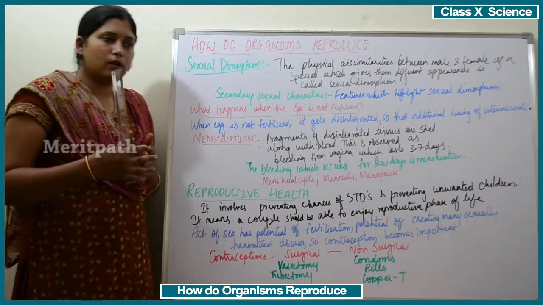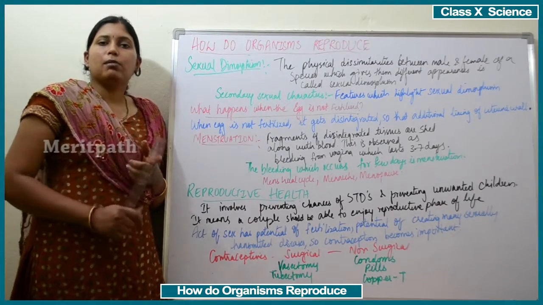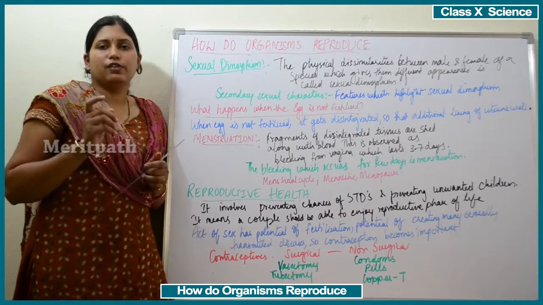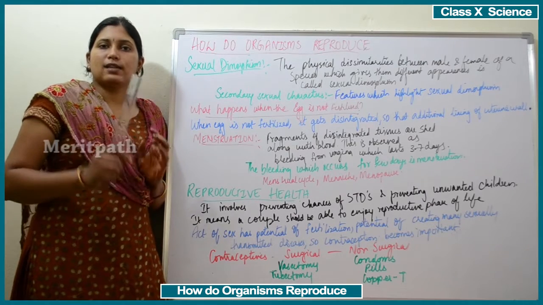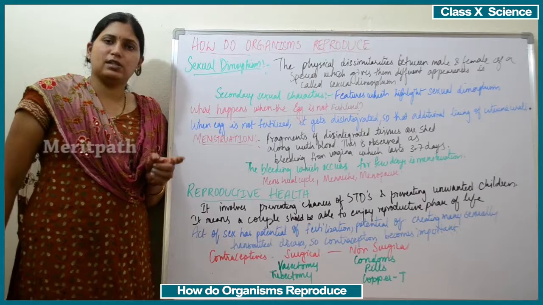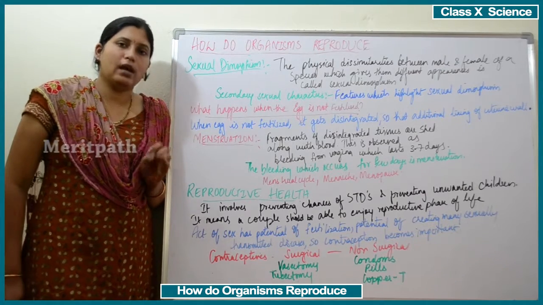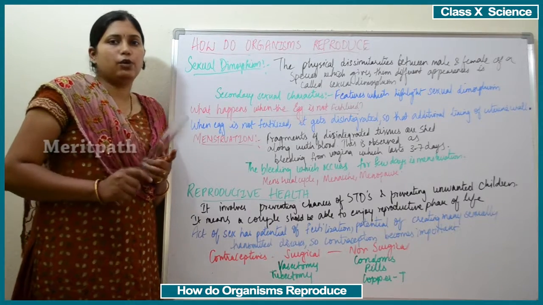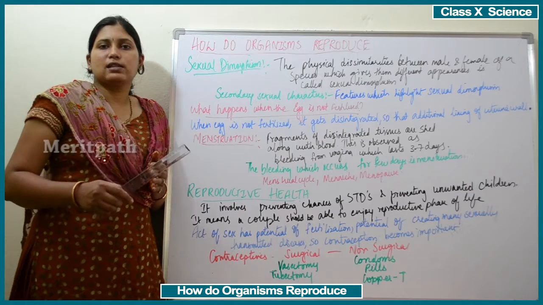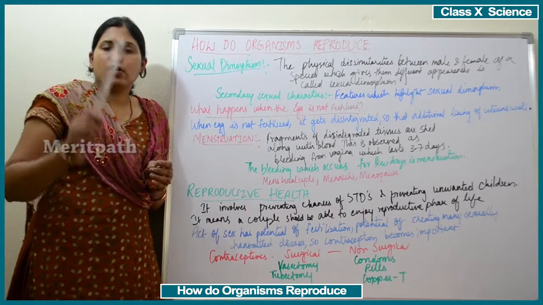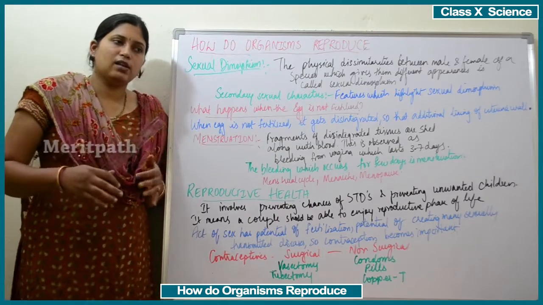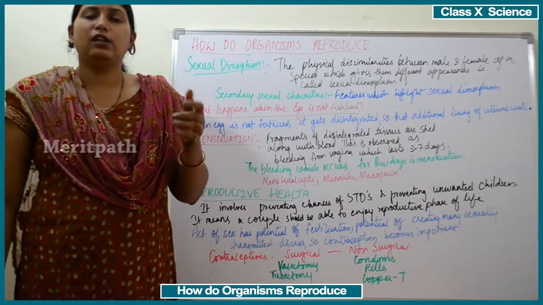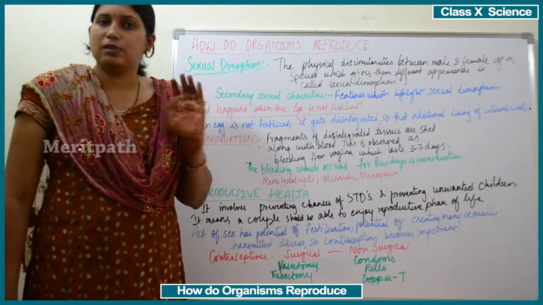When the bodies come so near in this act of sexual intercourse, there will be transmission of diseases such as gonorrhea and syphilis. Gonorrhea and syphilis are bacterial diseases which are sexually transmitted. Whereas human immunodeficiency virus, AIDS, acquired immunodeficiency syndrome, HIV and AIDS, these are viral diseases which are also transmitted sexually. So once we go into this act of sexual intercourse, it is very important that we get our bodies protected from such diseases.